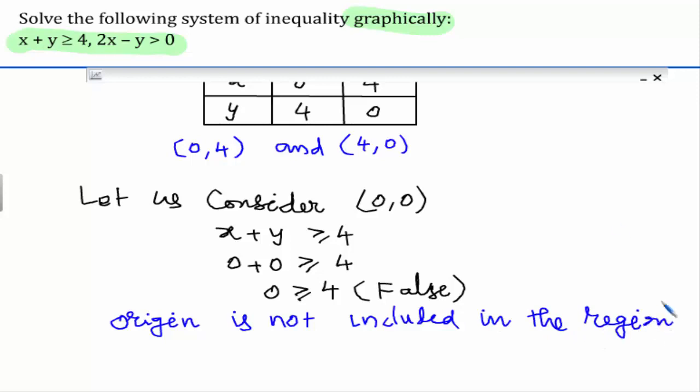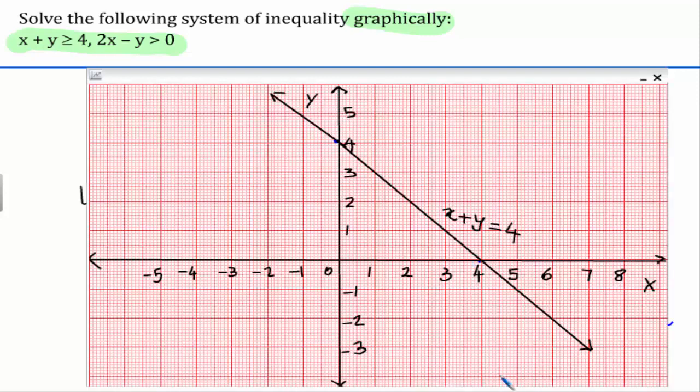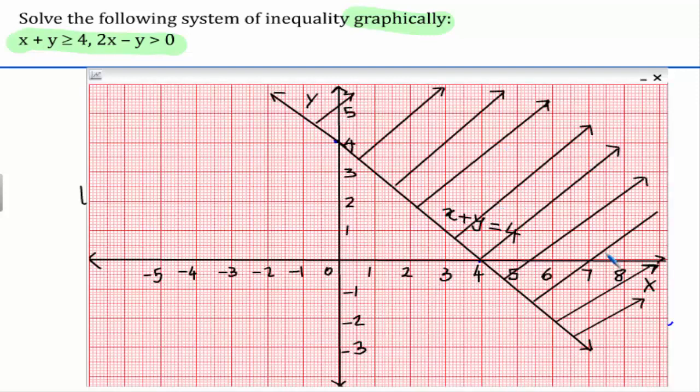That means we have to select the region which is opposite to the origin. Now here is the inequality region, which is for x plus y greater than or equal to 4. Now we need to draw the graph for the second inequality now.